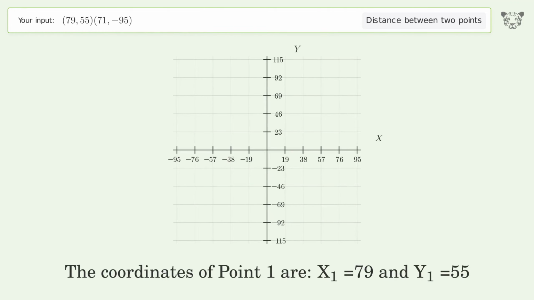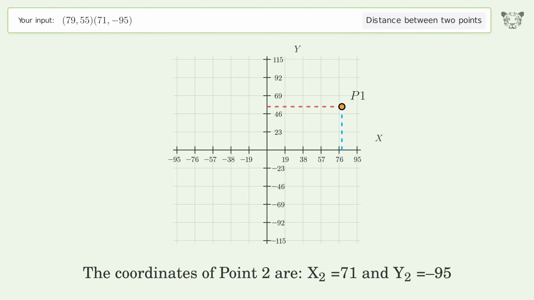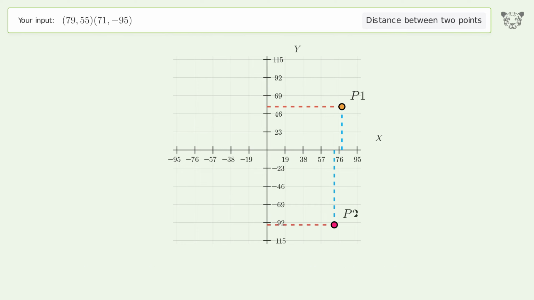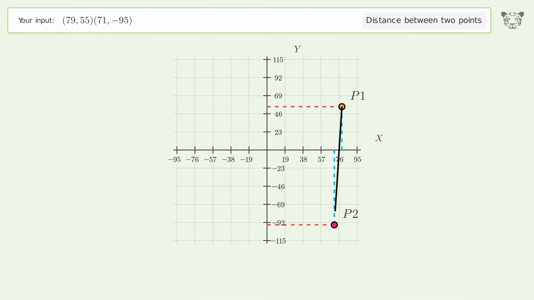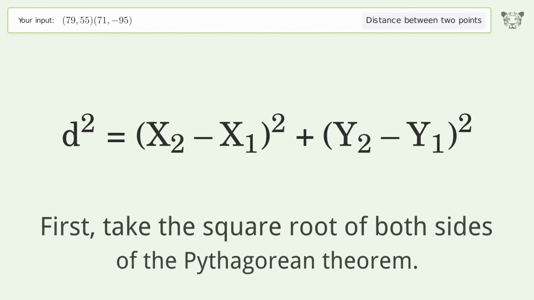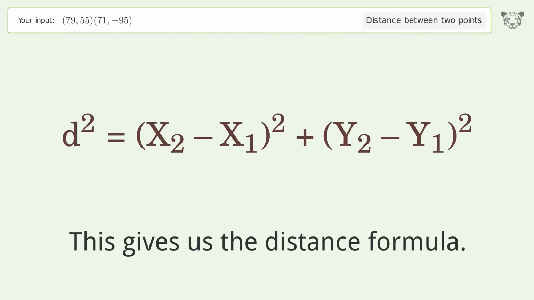The coordinates of point 1 are, x1 equals 79 and y1 equals 55. The coordinates of point 2 are, x2 equals 71 and y2 equals -95. D is the distance between the 2 points. First, take the square root of both sides of the Pythagorean theorem. This gives us the distance formula.